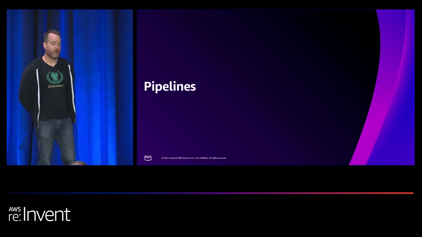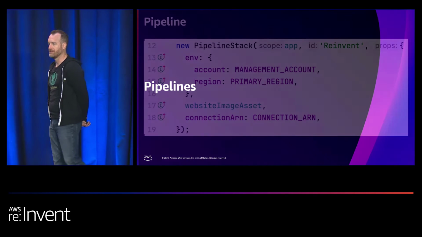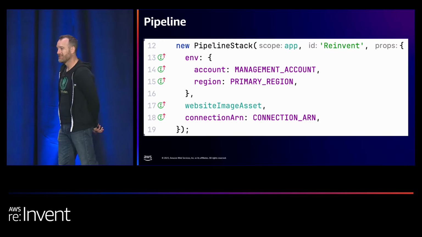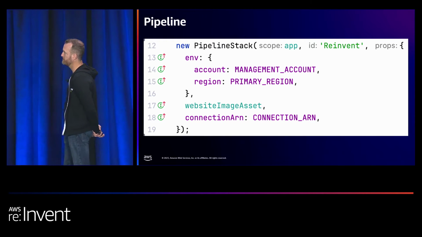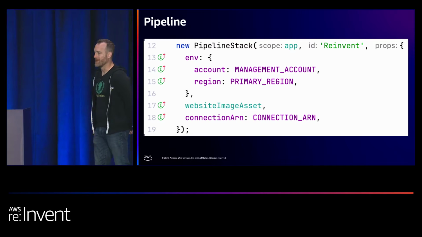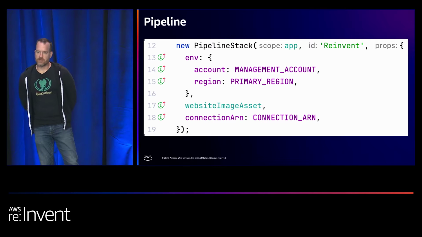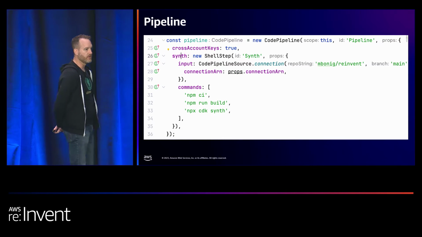Now, before I actually start writing any bit of code, I'm going to probably start off by writing a CI/CD pipeline for that. So if I take a look at my main application, this is actually the only stack that I'm going to see directly within the app itself. It is my pipeline stack. I deploy that out to a management account. And into my primary region, I give it a couple of values, and then within that stack, I'm going to go ahead and start creating the code pipeline construct.